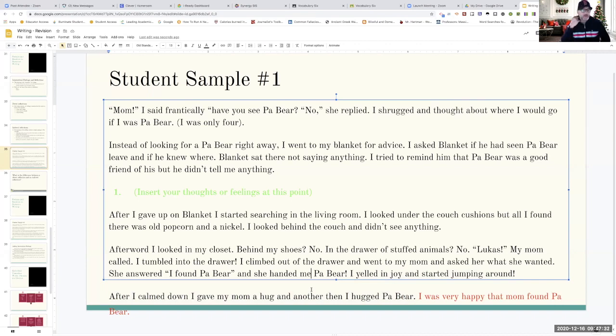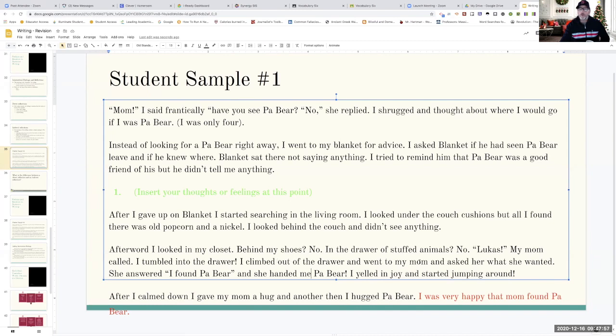So obviously there's a sense of relief, there's a sense of happiness there, and we're not discussing, it's not a direct reflection. But here, I was very happy that mom found Pa Bear. That is a direct reflection. We basically want to make it an indirect reflection. So we want to show, not tell. And we want to do the same thing in the second to last paragraph as well.